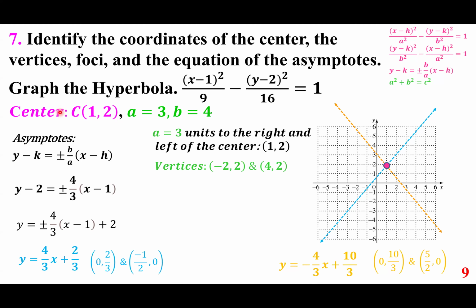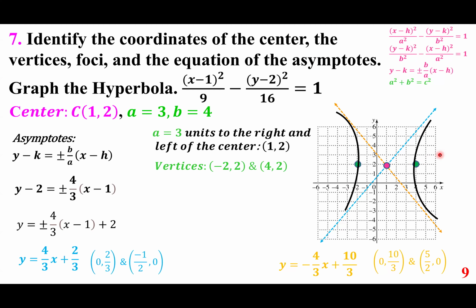So (-2, 2) and (4, 2). I'm going to connect them in the following manner. These are the asymptotes. It continues indefinitely. So that's the graph, and I'm done.